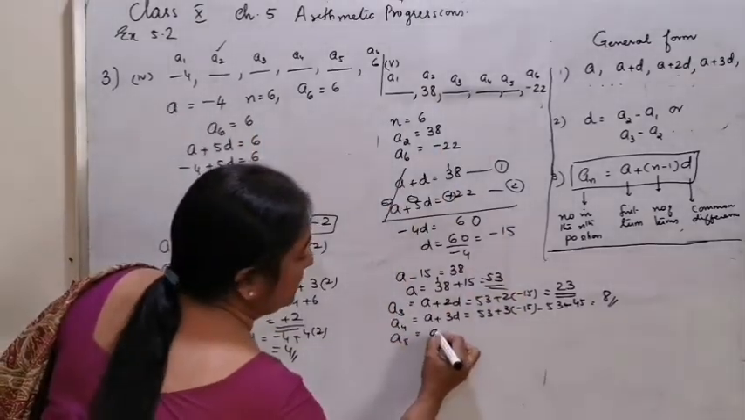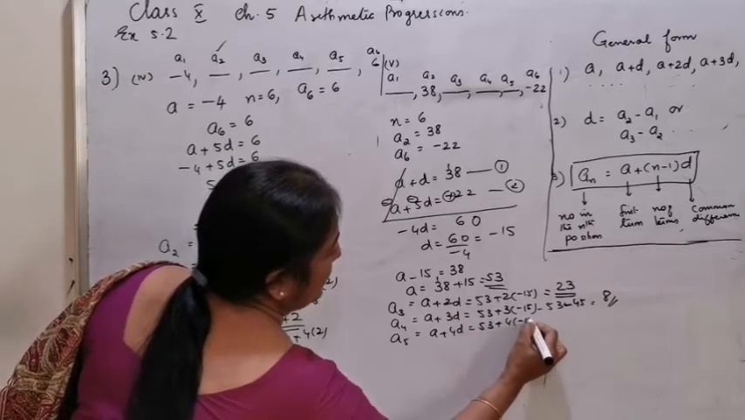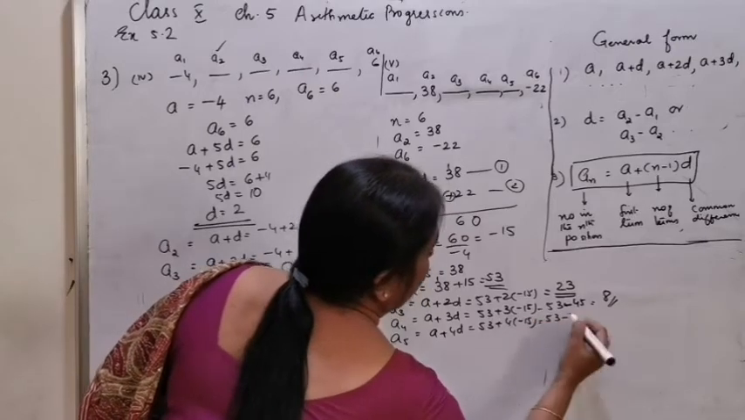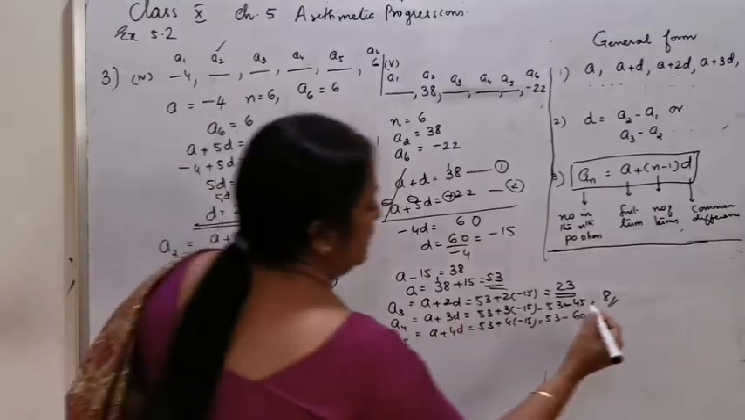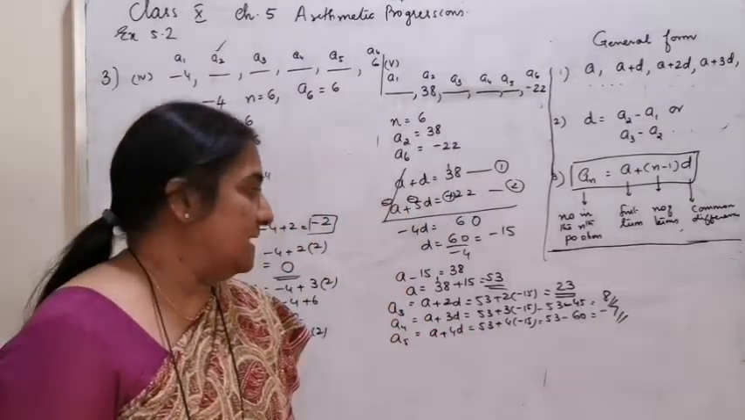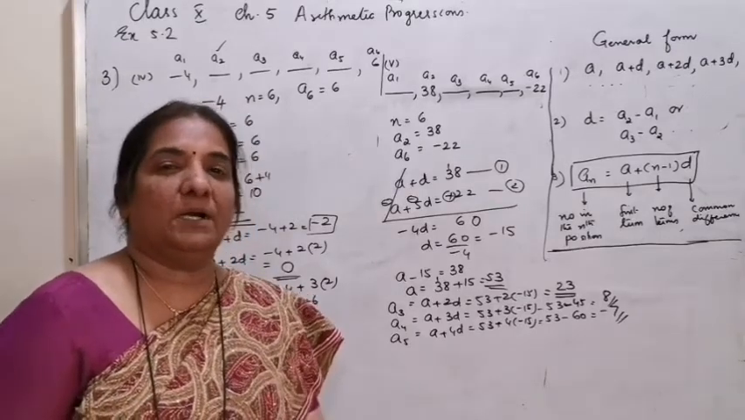A5 is equal to A plus 4D, 53 plus 4 into minus 15, 53 minus 15 4s are 60, minus 60, 53 minus 60 is equal to minus 7. So the missing terms are 23, 8 and minus 7. I hope you understood how to work out.